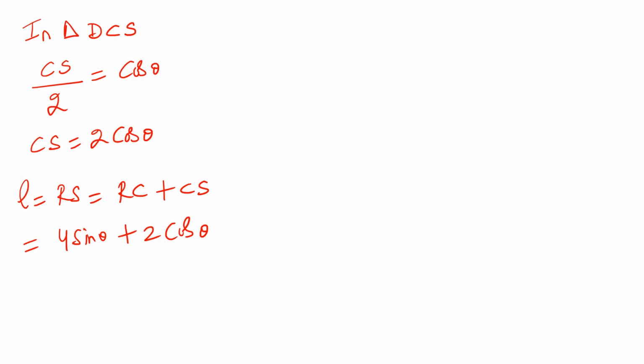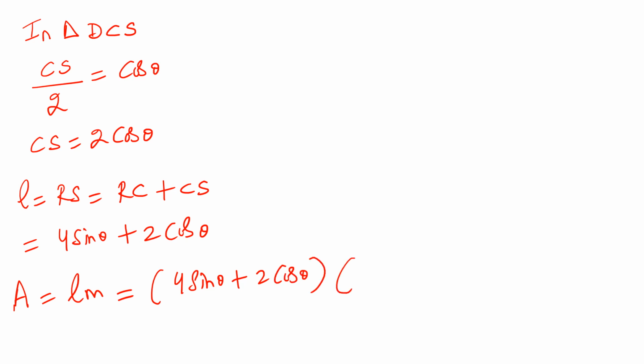Now I am writing the area of rectangle PQRS and denoting it by the letter capital A. Capital A will be equal to L into M, and L into M becomes 4 sin theta plus 2 cos theta into 4 cos theta plus 2 sin theta.